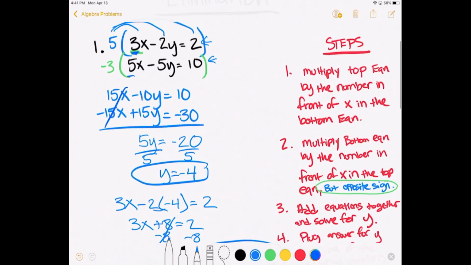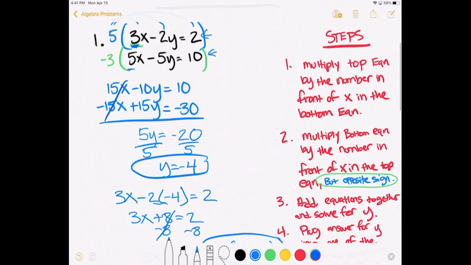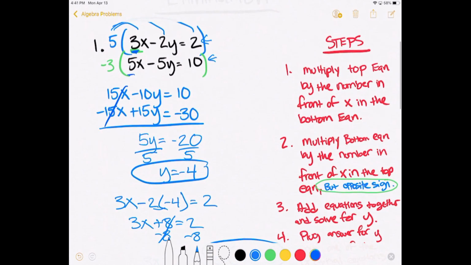So again, these are the steps to the right. Multiply the top equation by the bottom x. In this case, it was a 5. I multiplied the bottom equation by the top x, which was 3. But again, I had to change it to a -3.